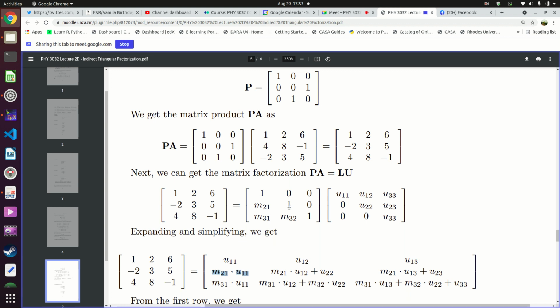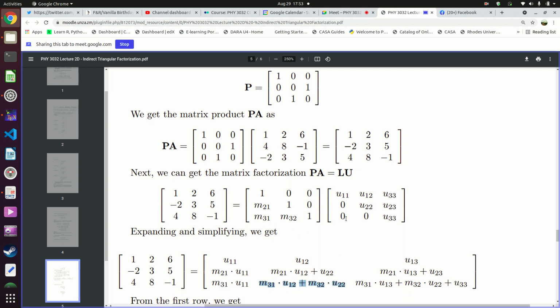Second row times second column, you end up with M21 U12 plus U22. Then second row multiplied by third column, you end up with M21 U13 plus U23. Then we multiply third row times first column, you end up with M31 U11. Then third row multiplied by second column, you end up with what you have here.